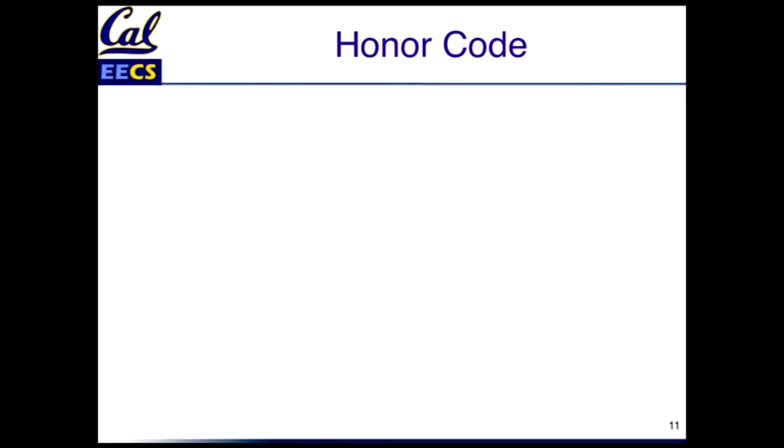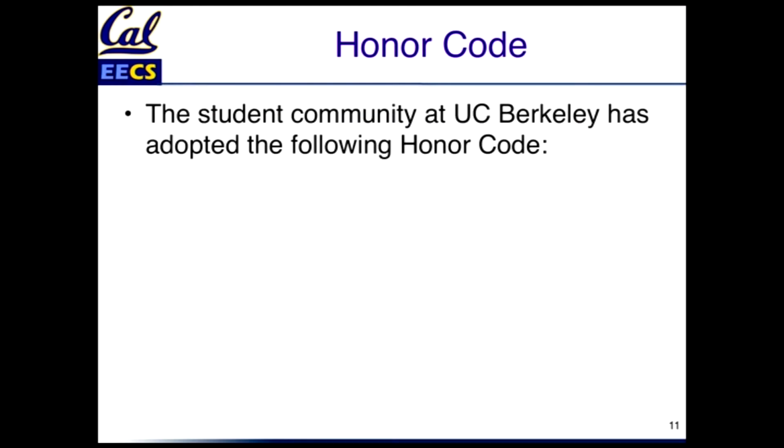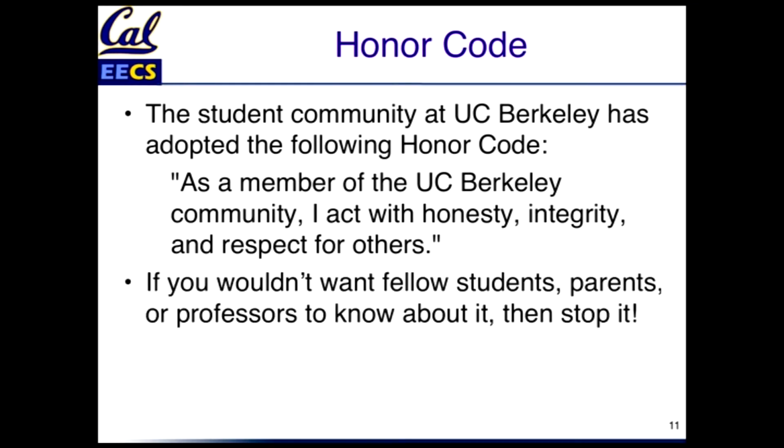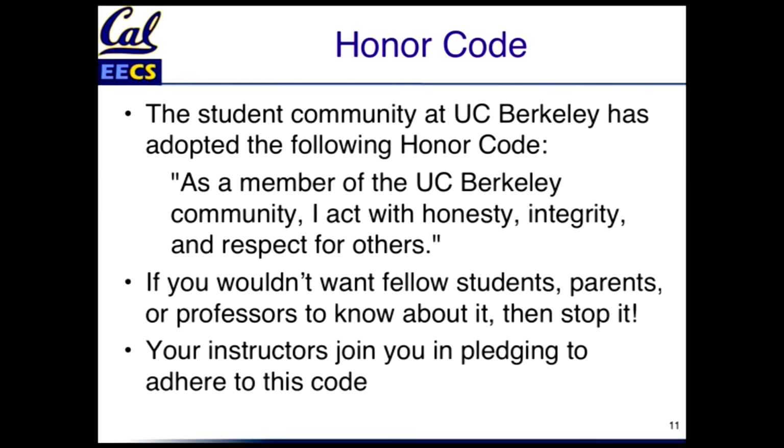Since the last time we taught this class, Berkeley has adopted an honor code. And this is the honor code that you, as the students, have developed. As a member of the community, I act with honesty, integrity, and respect for others. So basically, if you're doing something that you wouldn't want other students, your professors, or your parents to know, you probably should stop doing it. If you don't want them to find out about it, that's a sign that maybe you shouldn't be doing it. And we're going to help you with your pledge here.